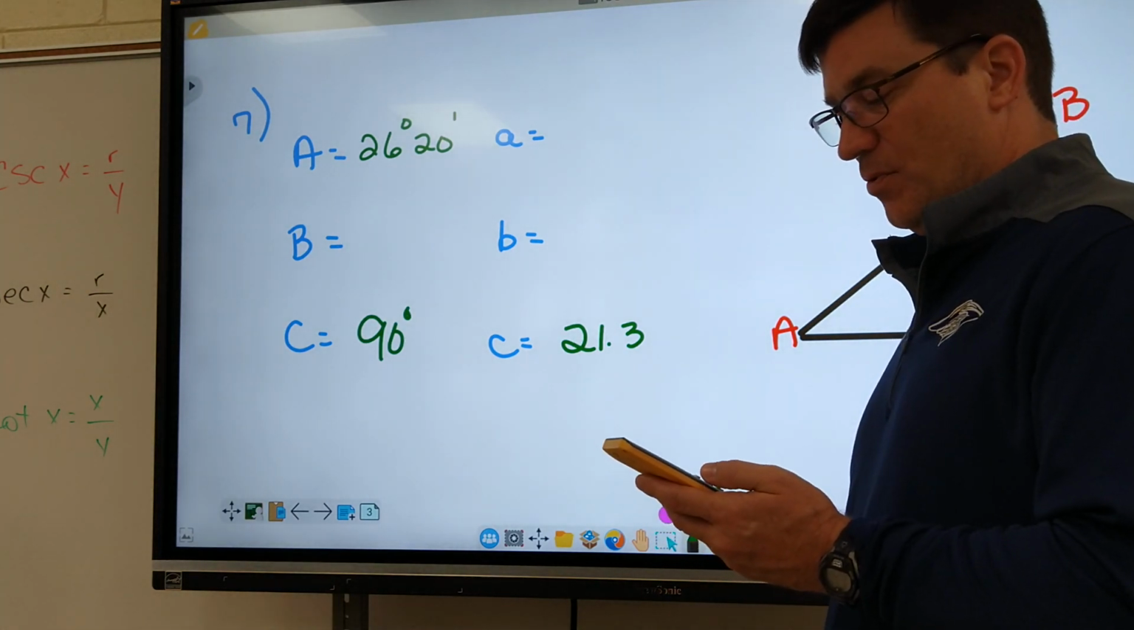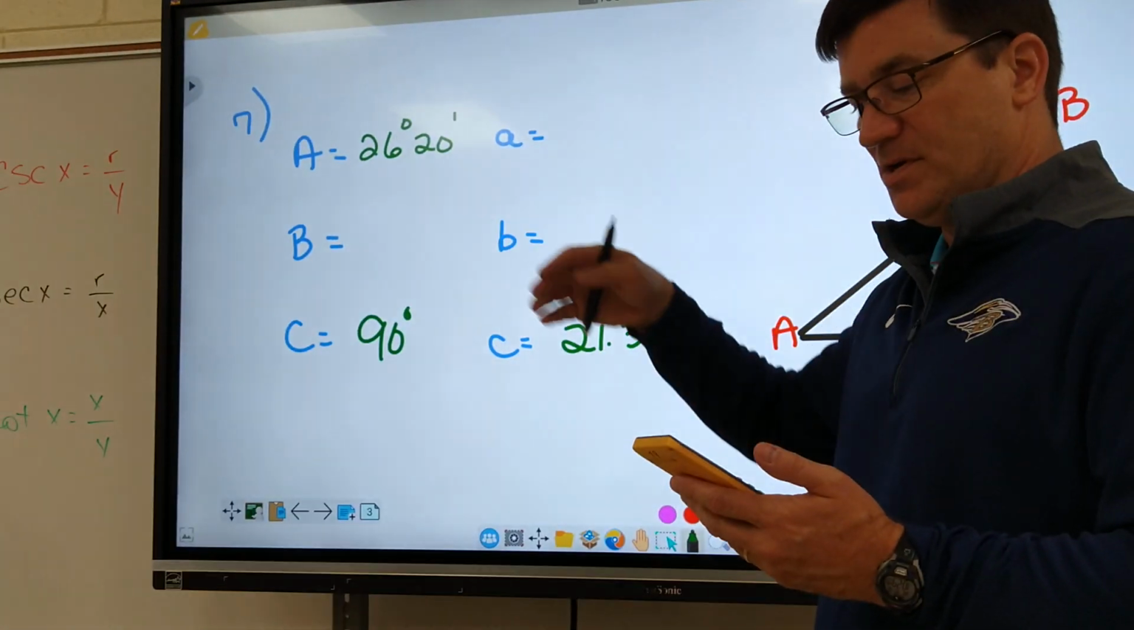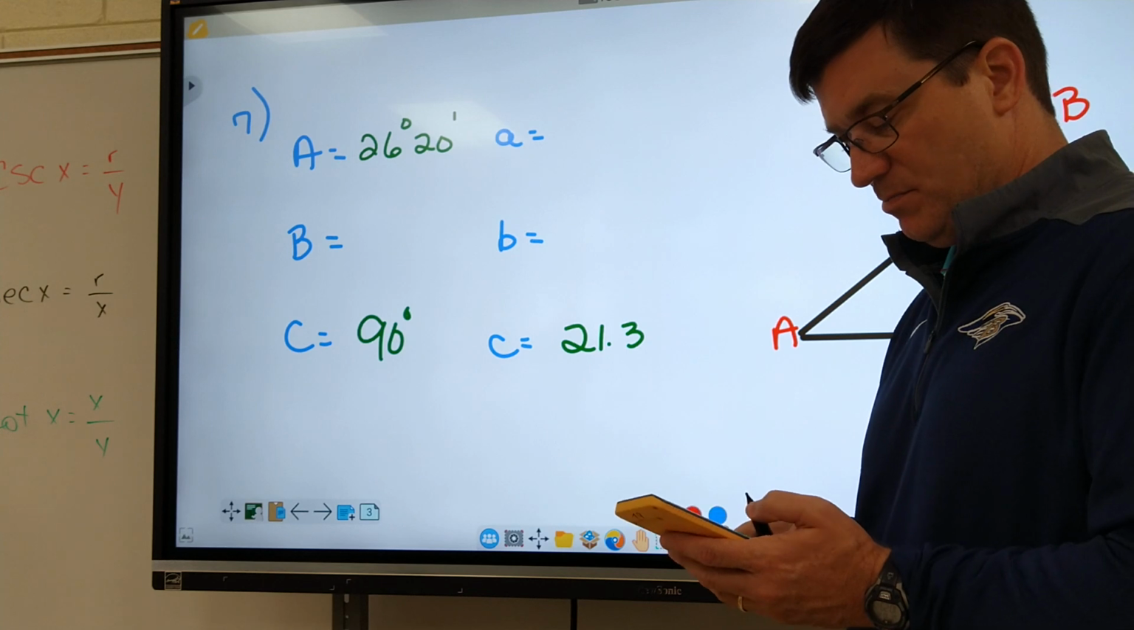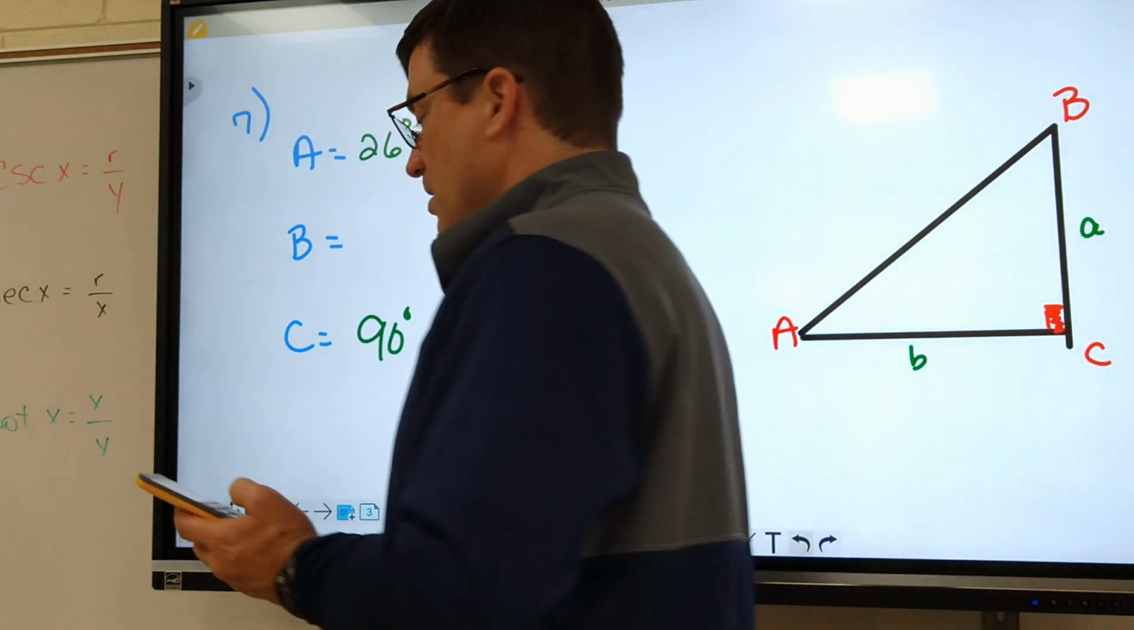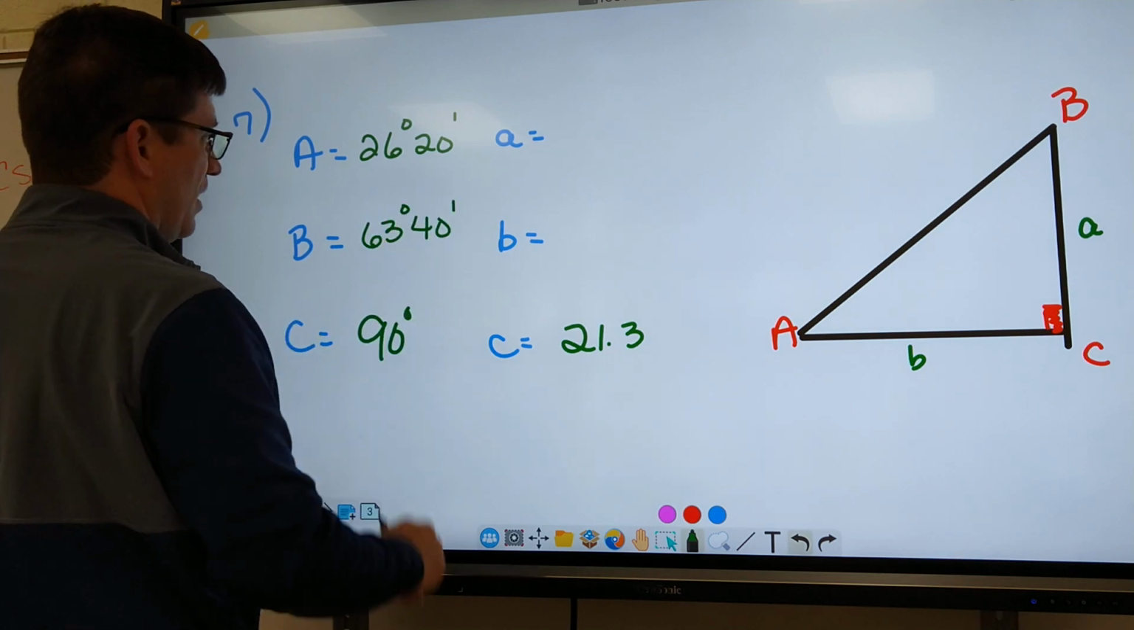Gave me 63.6. And what did I say about all the numbers in the left column? They got to be in degrees and minutes. So we do degrees, minutes, seconds. All right, this is when I get 63 degrees 40 minutes. Gotcha.